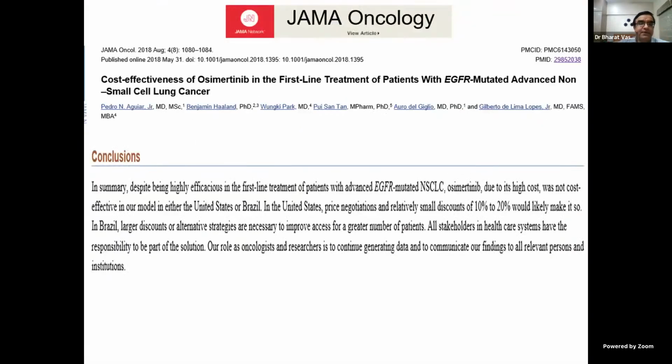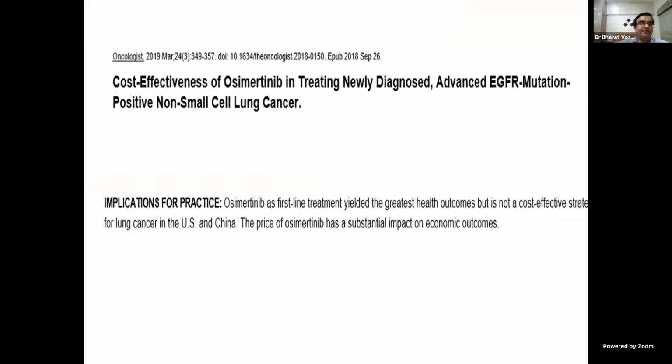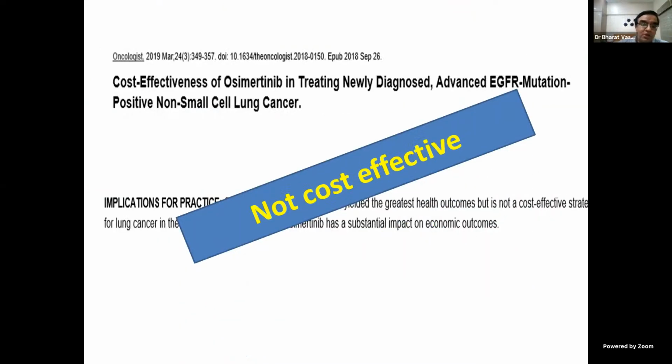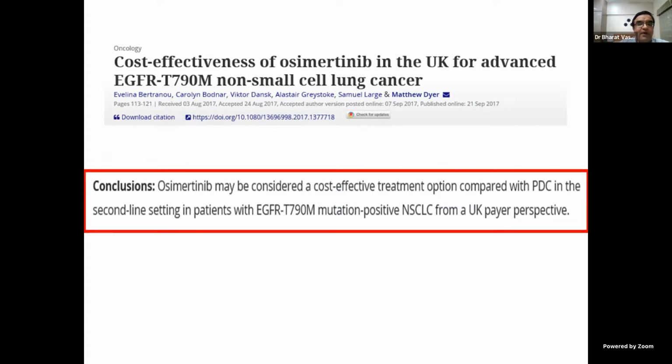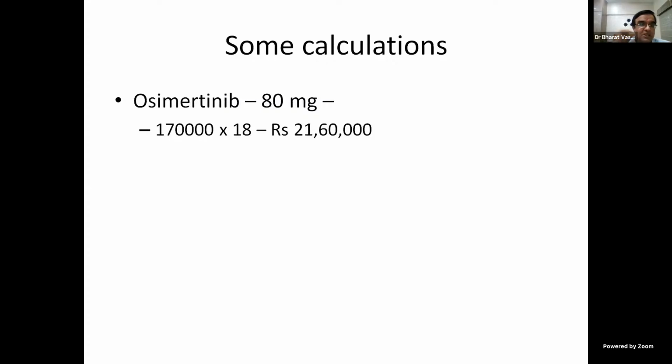Is osimertinib financially sound enough? There are so many papers which have been published that in a first line setting, this was a big paper in JAMA, not cost effective. Again, a paper which was published in Oncologist, not cost effective. What NICE says, or what the UK people have in the big paper published, is that it could be considered cost effective compared to a platinum drug of physician choice in the second line in patients with EGFR T790M mutation NSCLC in a UK payer perspective. In fact, they are so much reimbursable. Still, they say that probably the best use is when you know you can spend from your pocket for 10 to 12 months. Cost, that is most important.